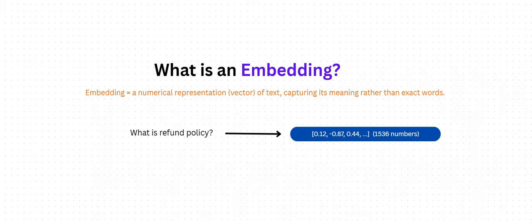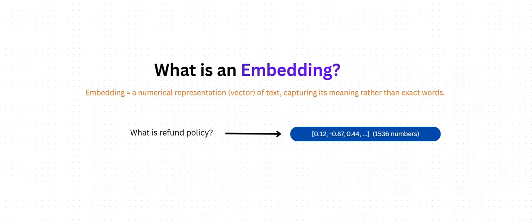So now that we clearly understand what chunks are and why chunking is needed, now it's time to learn one more most important concept in RAG, that is embeddings. This part is the real magic behind retrieval augmented generation, because embedding helps the system to understand the meaning of your text, not just the words.